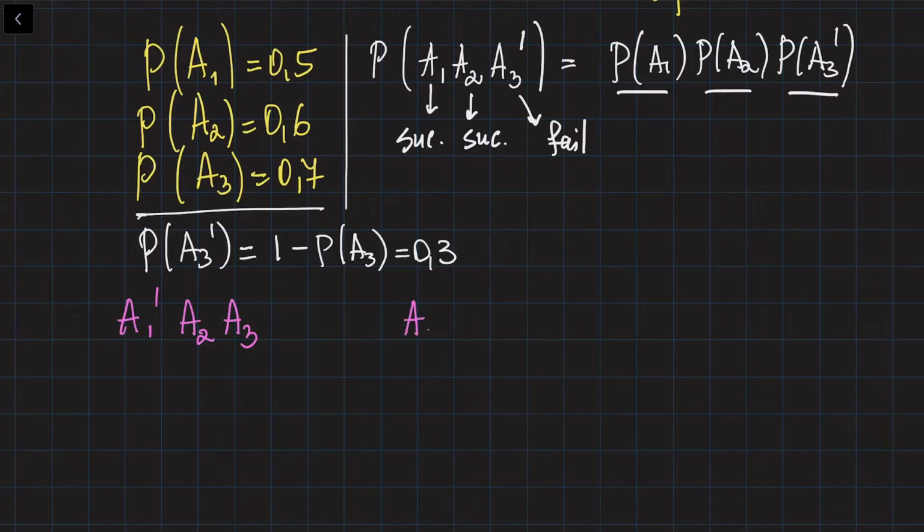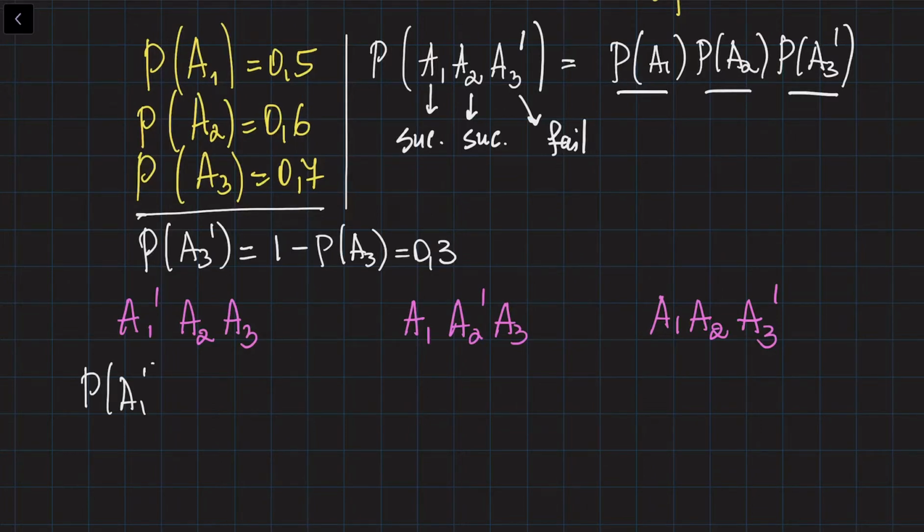The second case is going to be the first one is successful, second one is not successful, and the third one is successful. And as we wrote before, the third case is going to be the first one is successful, second one is successful, the third one is not successful. So we can find out those probabilities by just multiplying the corresponding probabilities.